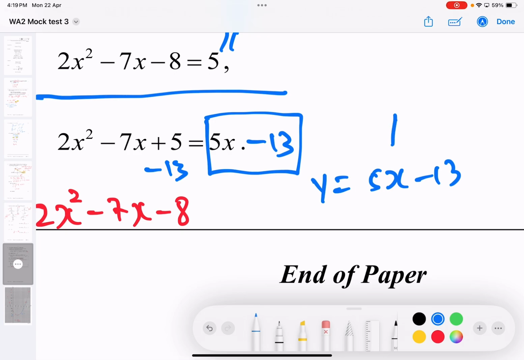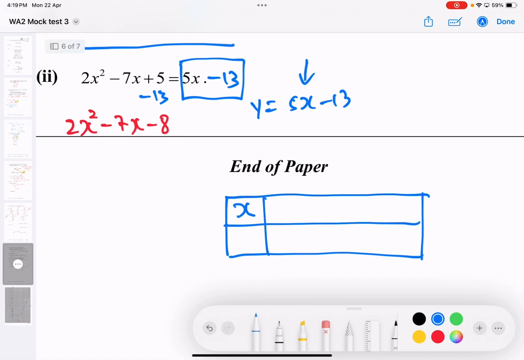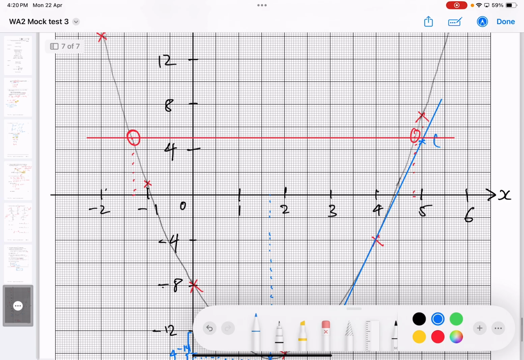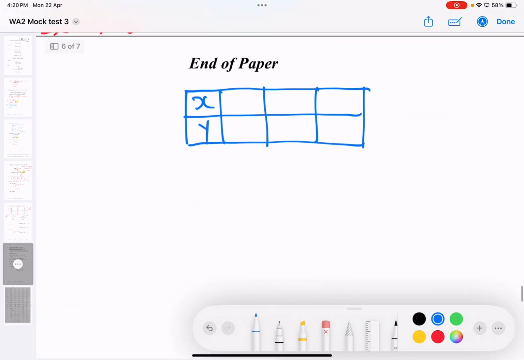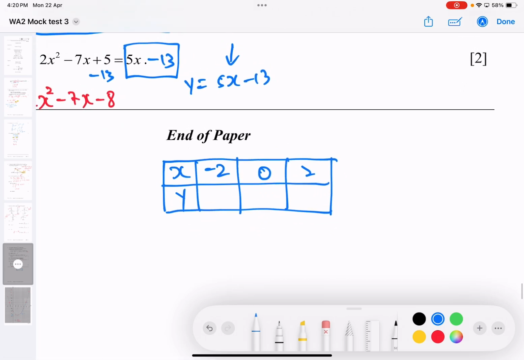But how do I draw this graph? All I have to do is create a table of values. I have my x, I have my y. What do I choose as my x? I look at my graph. My graph is from negative 2 to 6. So I just choose any 3 numbers. I can choose negative 2, 0, and maybe 2. That's easy. So I'm going to choose x as negative 2, 0, and 2. So what's my corresponding value of y?